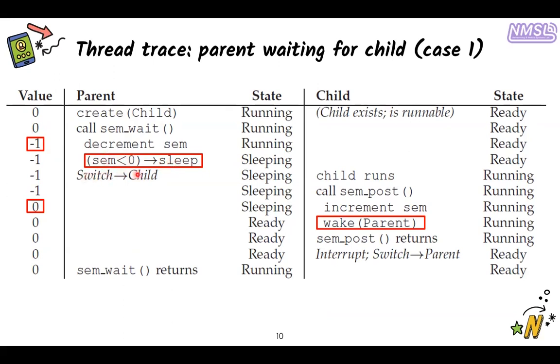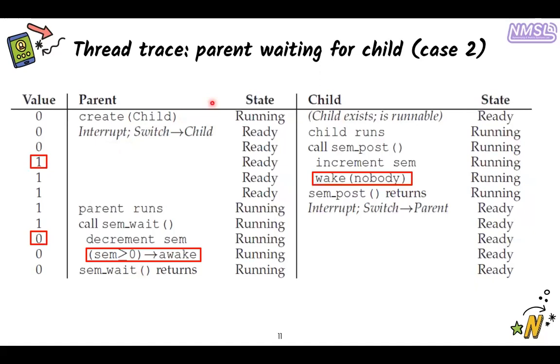Okay, and then you're switching to the child. Now the child runs. It will do its thing. At the end, the child just does sem post, which increments the value of the semaphore to 0, which will wake the waiting thread. So we wake the parent, and then sem wait returns. So in this case, where the parent is executed first with the value 0, this works.